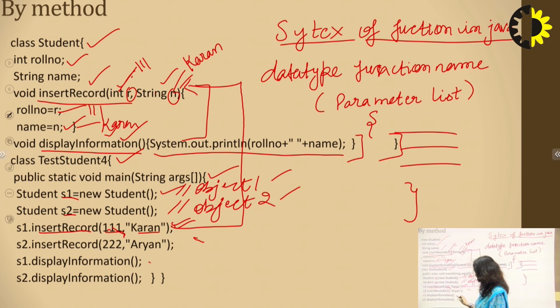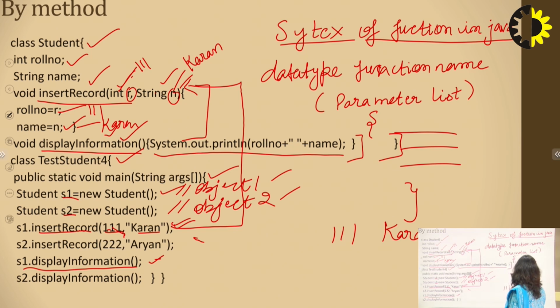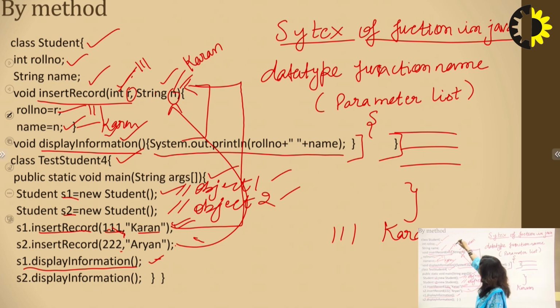And after this call is done, the call for the displayInformation method takes place, s1.display, and this information, the roll number and name, will be printed. Here the roll number 111 and Karan will be printed for the first call. Then 222 and RN: when the second call is made by the object s2.insertRecord, invoking this method, the control again goes to this method and the new values are updated. 111 becomes 222, and the name Karan is replaced by RN.